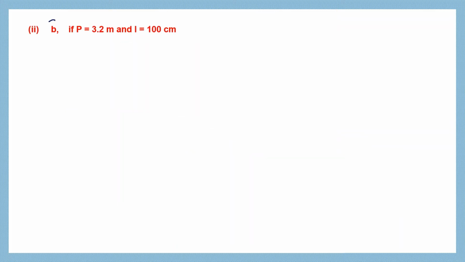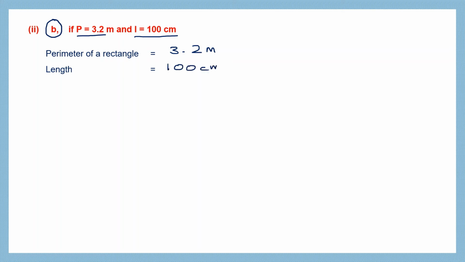Question 2. Here we have to find the breadth. And what's given to us? Perimeter is given and length is given. So perimeter of a rectangle is 3.2 meters. Length is given to us as 100 centimeters. So again here also we can see the units are different. Let's convert the length 100 centimeters into meters. So 100 centimeters make 1 meter. So here we have 100 centimeters, so that is equal to 1 meter.